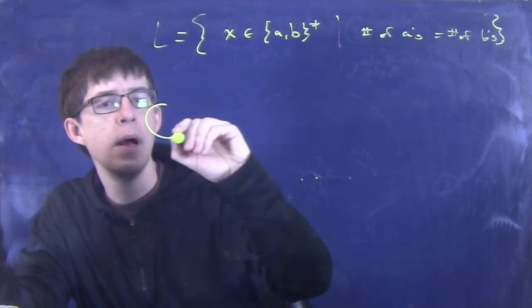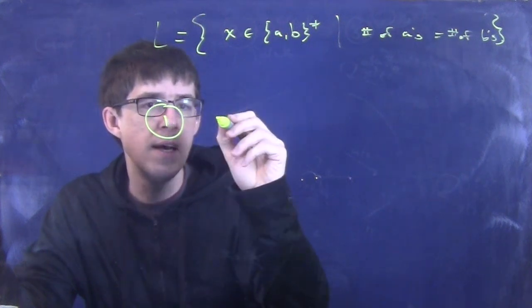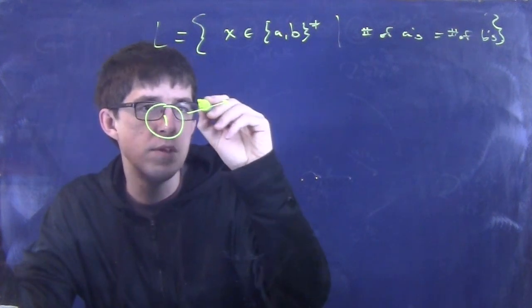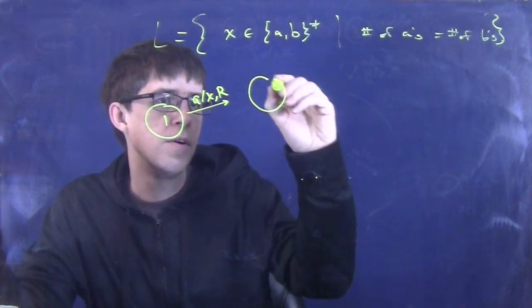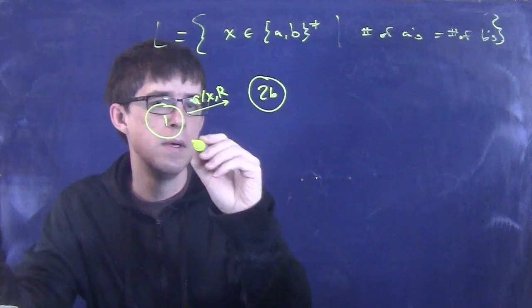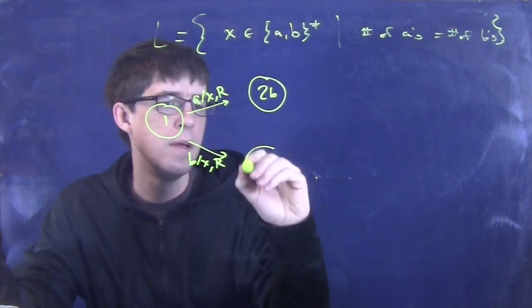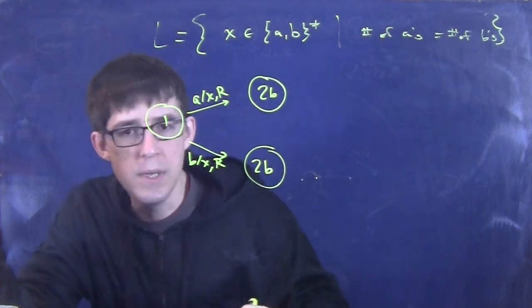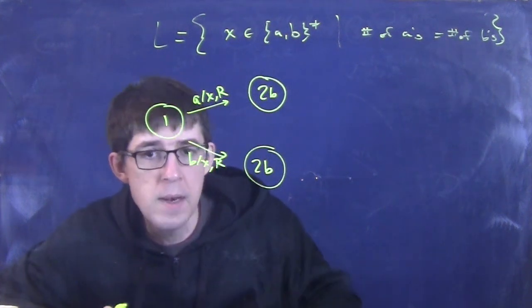Anyway, I'm going to start with my starting state, and it says if I see an A, then I'm going to exit out and then move to the right, and I'll go here to like 2B. If I see a B, I exit out and move to the right, and here I'll go to like 2B. These two states should do more or less the same thing.